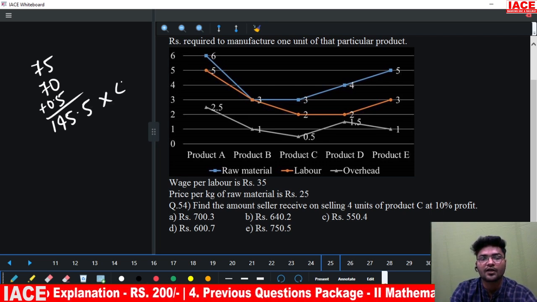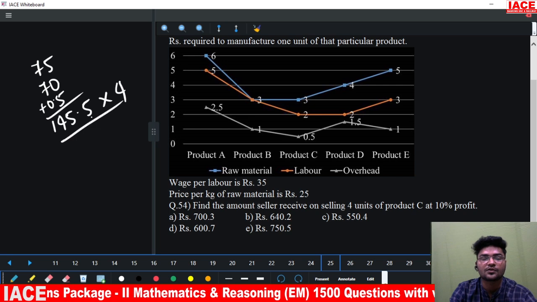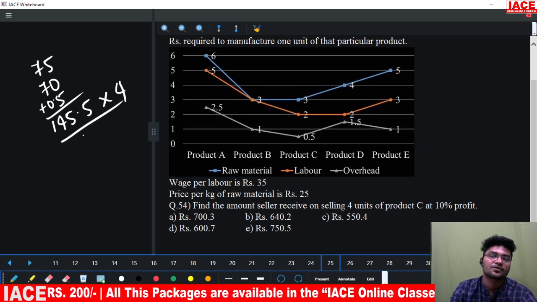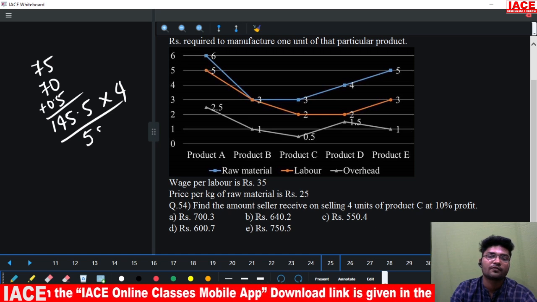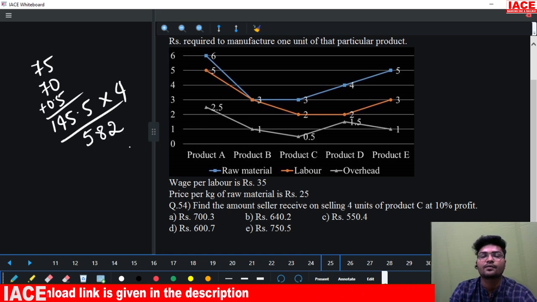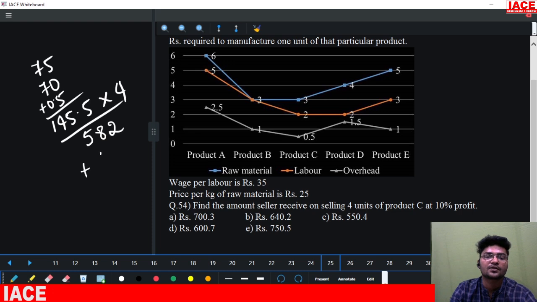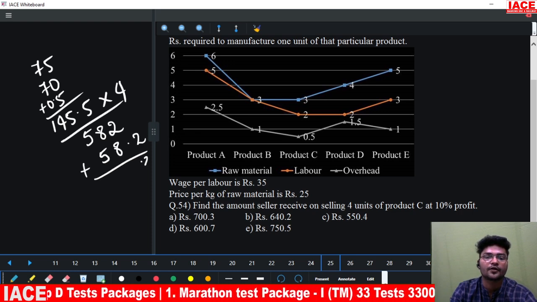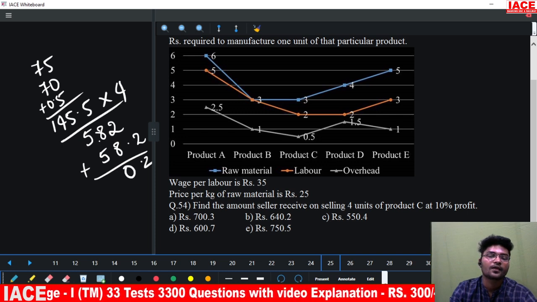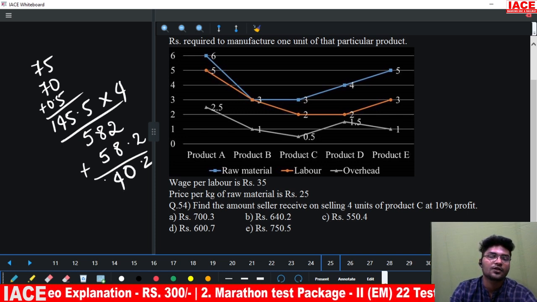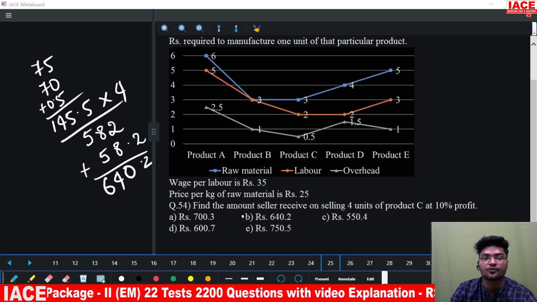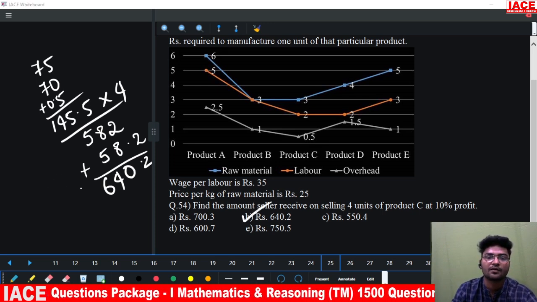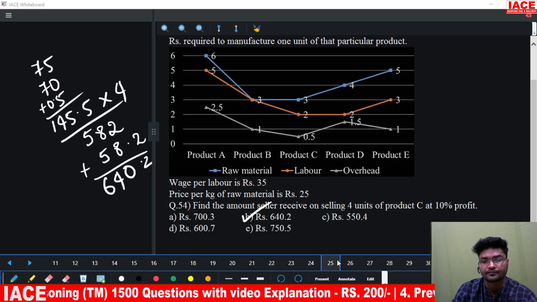If I am selling 4 items, into 4 means how much? This is 400 plus 180 plus 2, so this will come out to be 582. 10% profit means add 10%. 10% means 58.2. This is 640.2. Option B will be our correct answer.